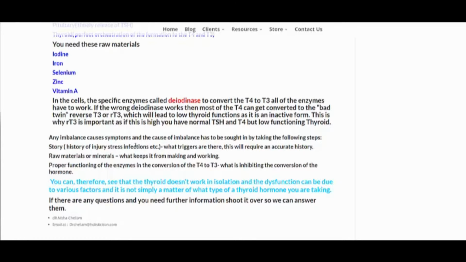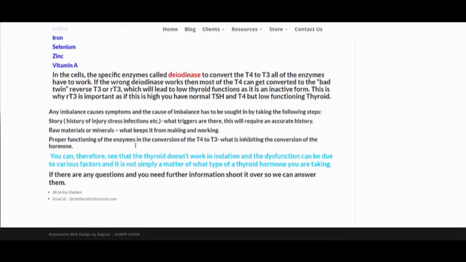So how do we get to what is causing the imbalance? The most important is the story. That is the history. You ask for a history of illness, history of injury, history of any other triggers. Could there be a problem with digestion which impacts the absorption of the raw materials? Could there be a problem with the enzyme that converts the deiodinase, that converts the T4 to T3? And is there something inhibiting the active conversion and getting more of the bad twin, the reverse T3?